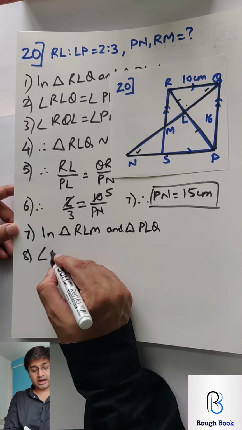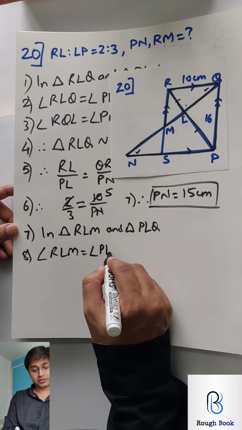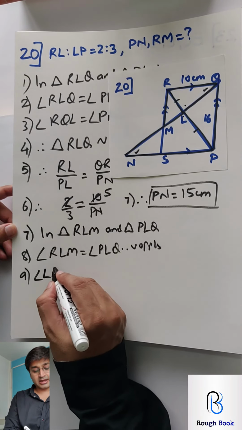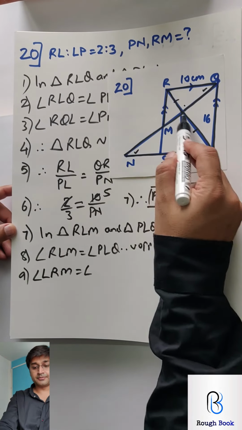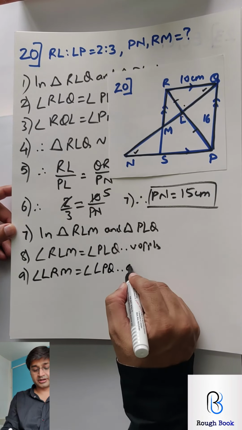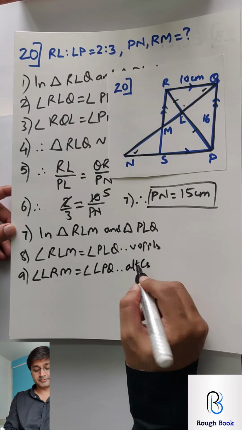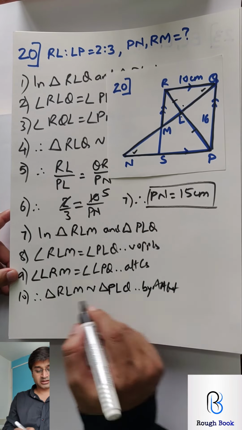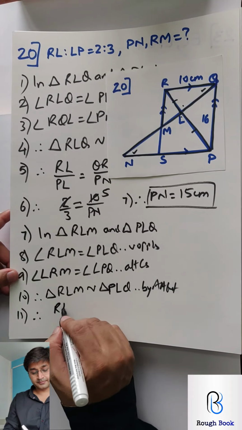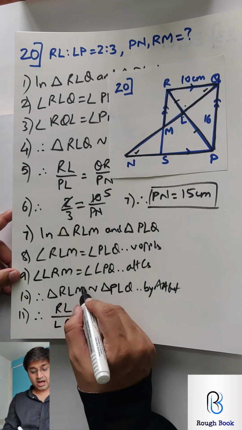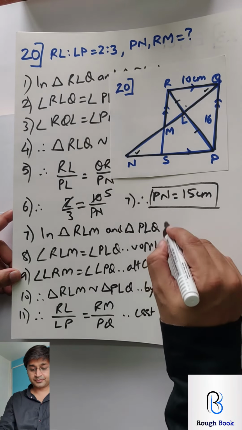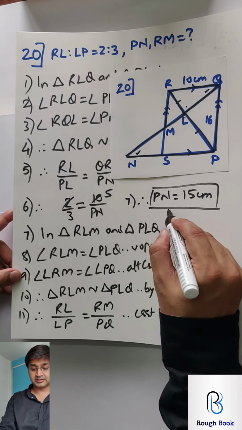What will I get? Angle RLM equals angle PLQ, vertically opposite angles. Angle LRM equals angle LPQ, alternate angles. Therefore triangle RLM is similar to triangle PLQ by the AA test. Now that the triangles are similar, RL upon LP equals RM upon PQ, by CSST. Let us substitute the values and get the answer.